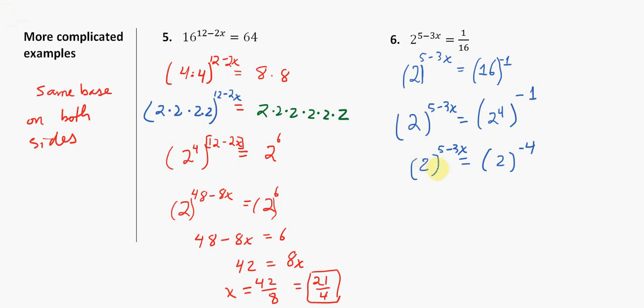And now that the bases are equal, we can set the exponents equal to each other. So 5 minus 3x is equal to negative 4. Add 4 to both sides, you get 9. Add 3x to both sides, and that means x must be equal to 3. Okay, so we can certainly plug this in and check our answers as well.